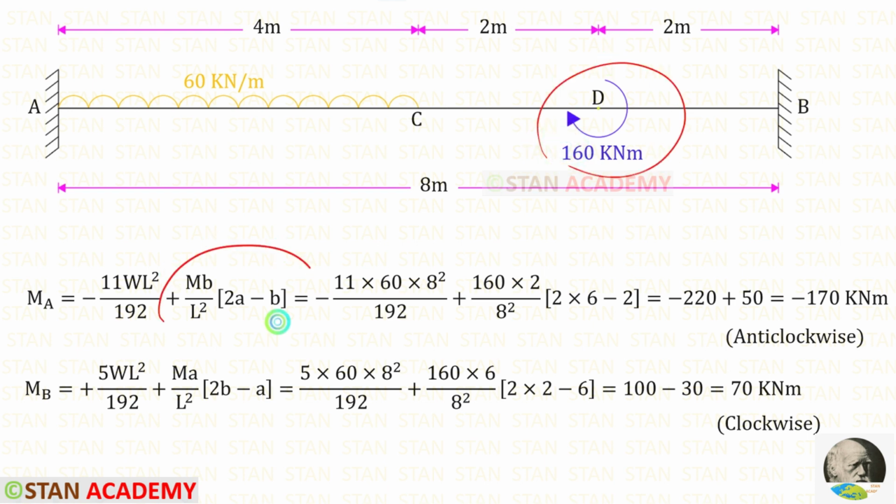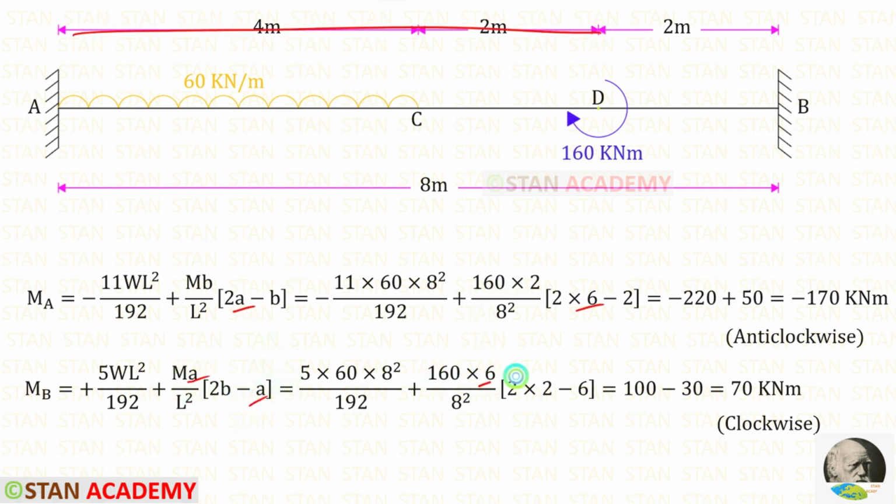Now let us take the concentrated moment 160. We have seen both of these two formulas. We know that we have to assume both of the moments are acting in the clockwise direction. So both of the formulas should be applied as positive. Let us apply the values. M is 160, A is 6, B is 2.